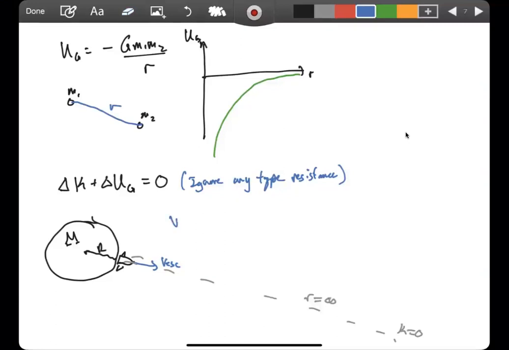So the escape velocity, as we found, is equal to the square root of 2 times G times the mass of the body being escaped from, divided by the radius of the body. Awesome. So that's that guy. And then next up, what we saw was orbits. Let's talk about orbits.